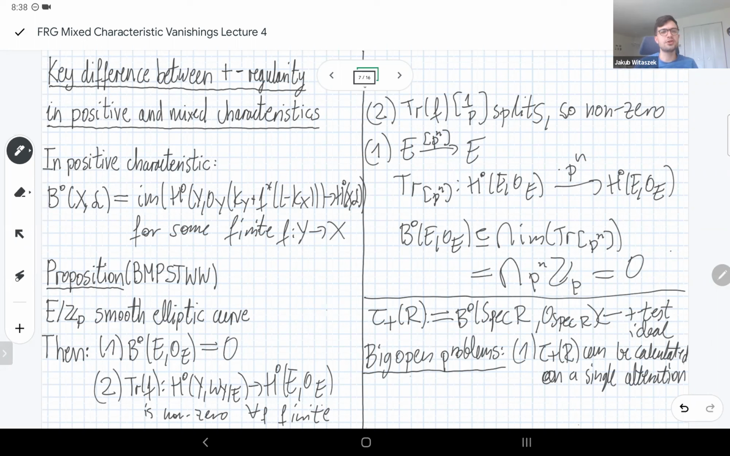As I said, in the projective case, the global case, that's not true, neither for finite covers nor for alterations. But we do not know what should happen in the local setting. So it is not clear whether this tau plus R can be calculated on a single alteration. And if that would be true, this would imply the following: it would imply that tau plus of RF is the same as tau plus of R localized at F for some element F in R. In other words, that tau plus localizes.